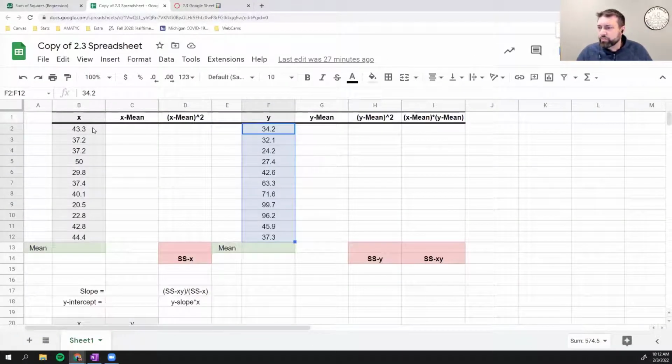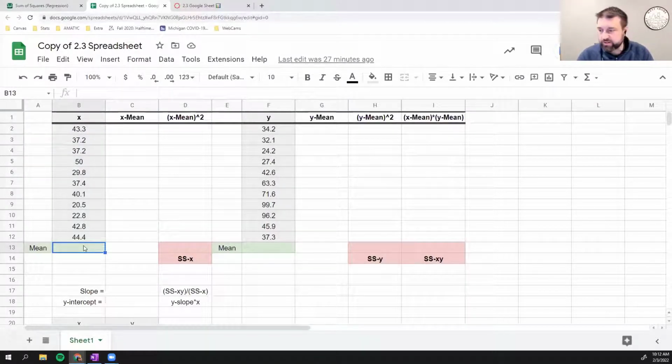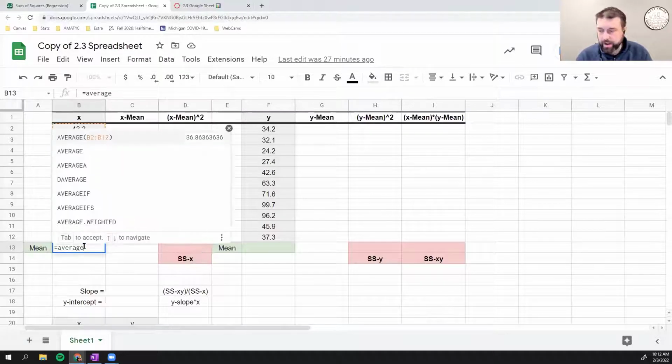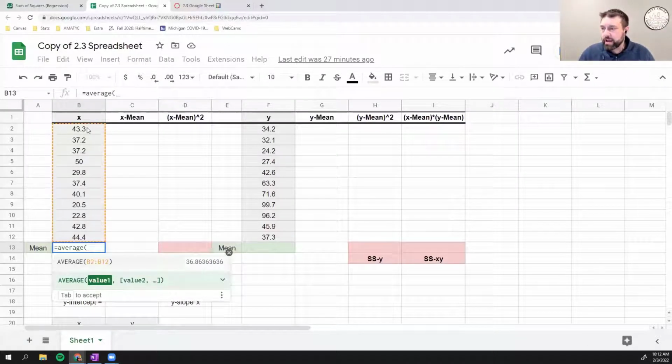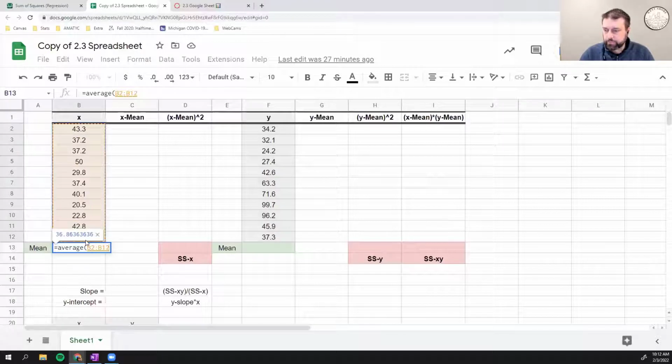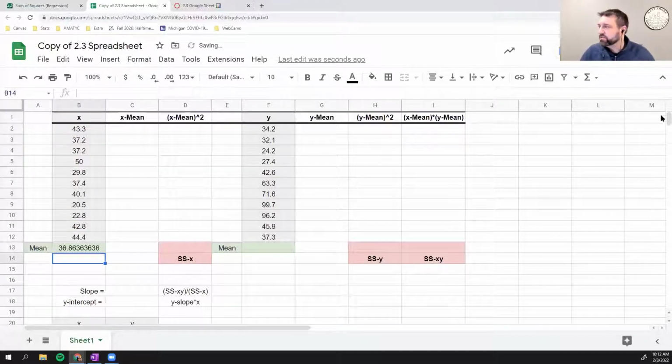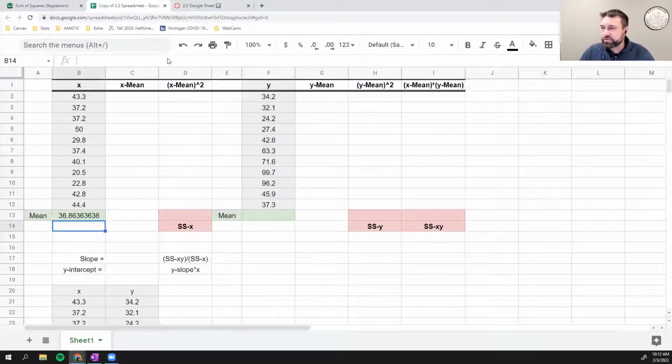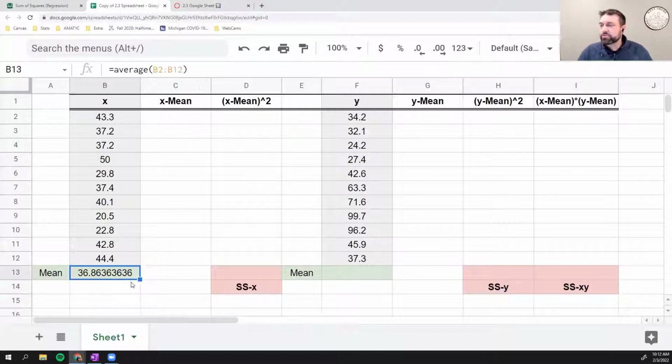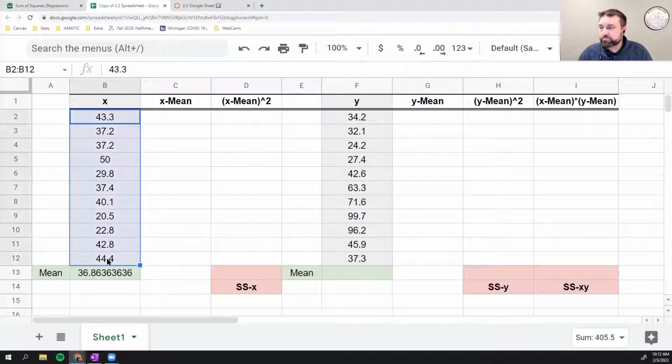Let's start with the x values. So here are the raw x values, right? These are the data that I went out and collected. We need to find the mean, the average of these. So the mean is equals average, and I'm going to select those cells. And so there's the average. Let me zoom in just a little bit for you. Here is the average of my x values. There's the average, okay?